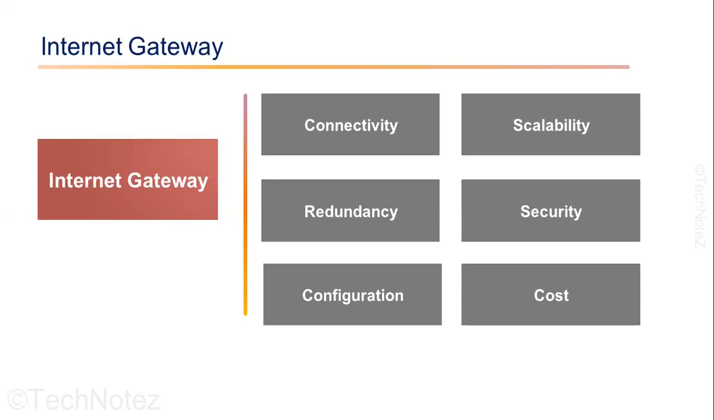You can use the Internet Gateway to provide Internet services in your VPC. You can use the Internet Gateway with a NAT instance or NAT Gateway. That totally depends on your application architecture or business requirements.